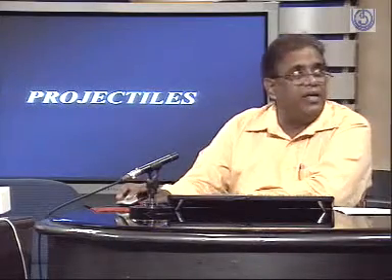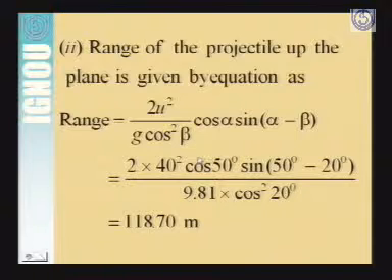As regards the range is concerned, so we can also substitute the value of u, alpha and beta in the expression for range, that is twice u square over g cos square beta, times cos alpha sine alpha minus beta. Here you see the value of alpha is 50 degree, value of beta is 20 degree, u is given as 40 meter per second, g is 9.8. So put all these values in this expression for range and we can get the range, that is 118.70 meter.